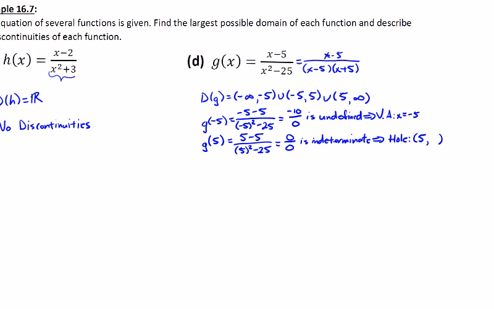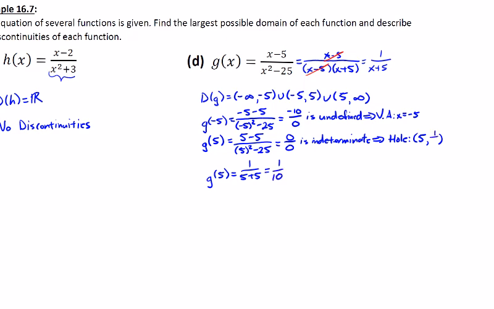We looked at factoring the denominator so that we could figure out the domain restrictions. But we could also cancel out the x minus 5s, since those are common factors, and write the equation as 1 over x plus 5. In which case, if we try to do g of 5 again, we would have 1 over 5 plus 5, which gives you 1 over 10.